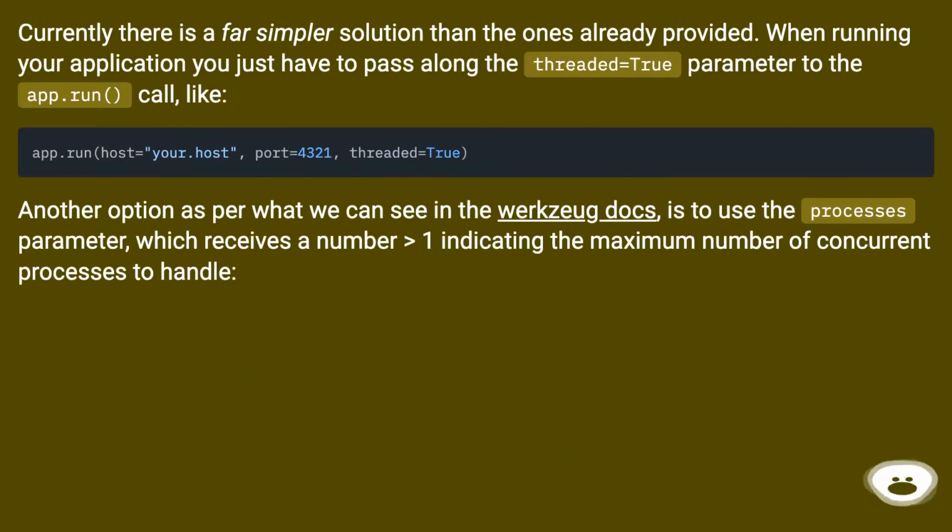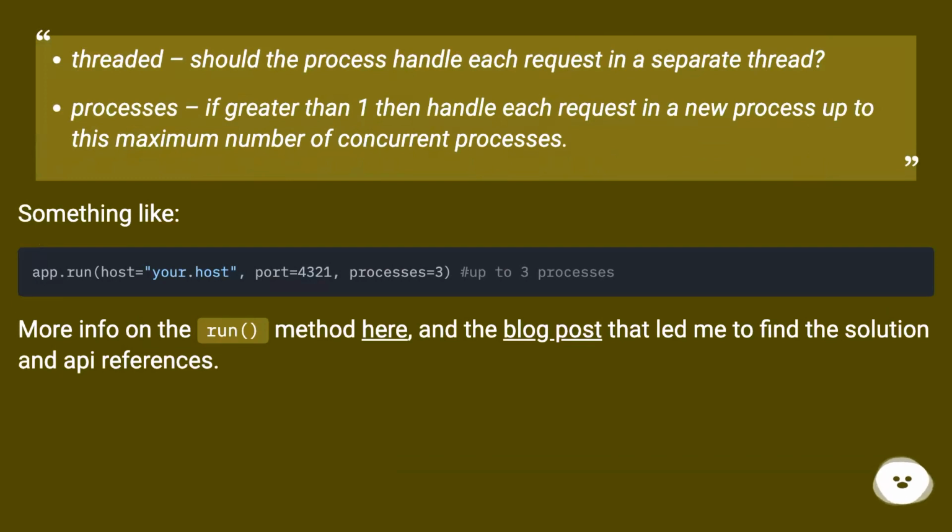Currently there is a far simpler solution than the ones already provided. When running your application you just have to pass along the threaded=True parameter to the app.run call, like. Another option, as per what we can see in the Werkzeug docs, is to use the processes parameter, which receives a number greater than 1 indicating the maximum number of concurrent processes to handle. Threaded: should the process handle each request in a separate thread? Processes: if greater than 1 then handle each request in a new process up to this maximum number of concurrent processes. Something like.